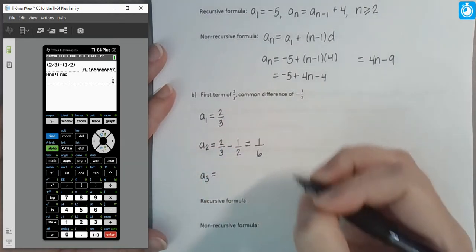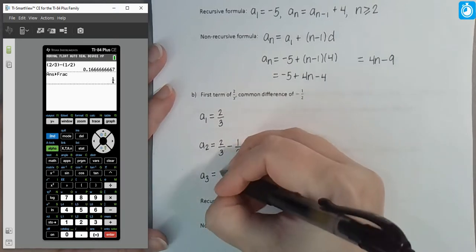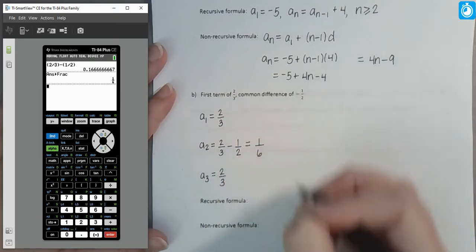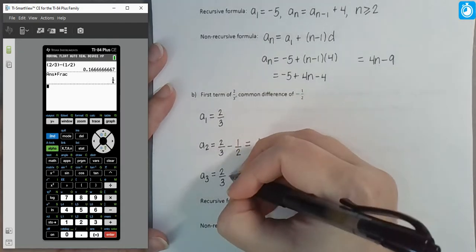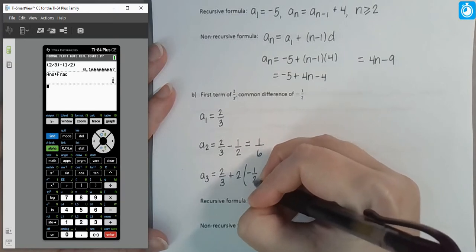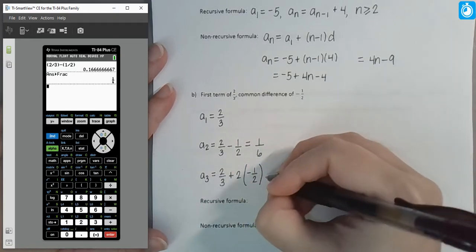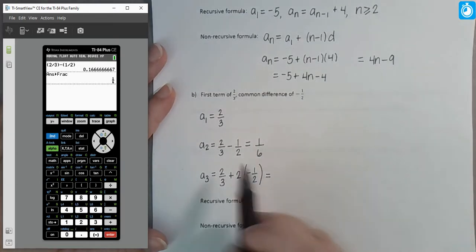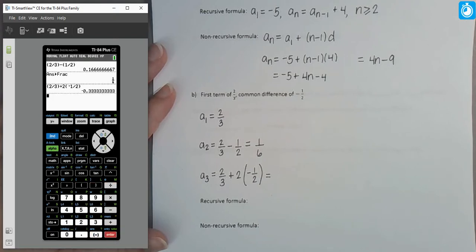So a sub 3, based on the definition for an arithmetic sequence, would take our first term plus 2 times our common difference. So in this case, 2 times negative 1/2. So in the most formal sense, this would be the way we would calculate the third term. So 2/3 plus 2 times negative 1/2. And there we go. And if we convert that to a fraction, we get negative 1/3.